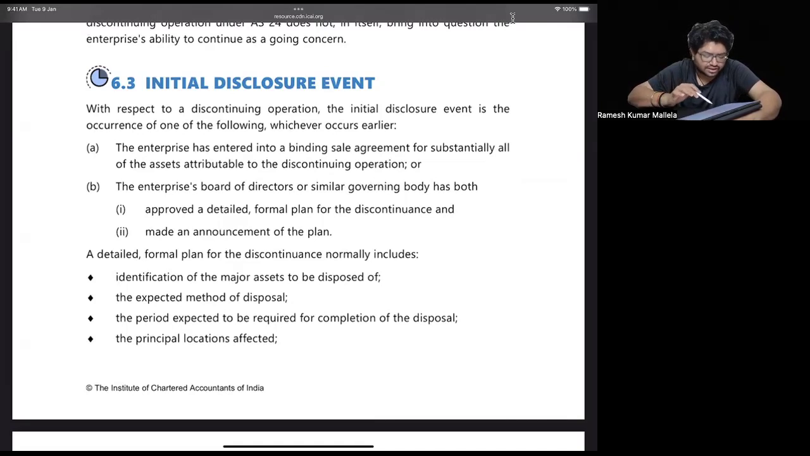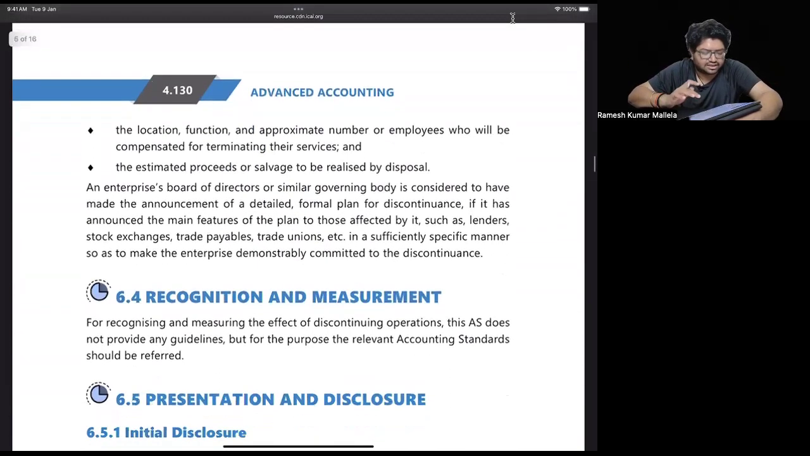Okay. So a detailed formal plan for discontinuance normally includes identification of major assets to be disposed, expected method of disposal, period expected to be required for completion of the disposal, the principal locations affected, and the location, function, and approximate number of employees who will be compensated for terminating their services, the estimated proceeds or salvage to be realized by disposal. So all these are something which are required to be done.